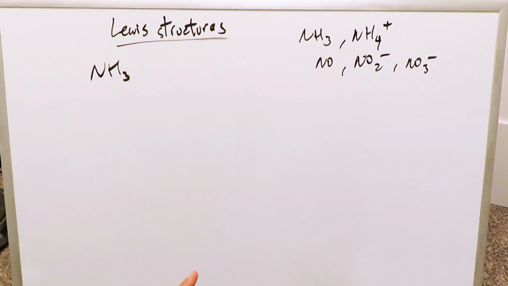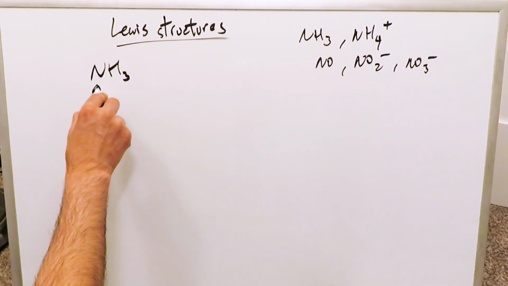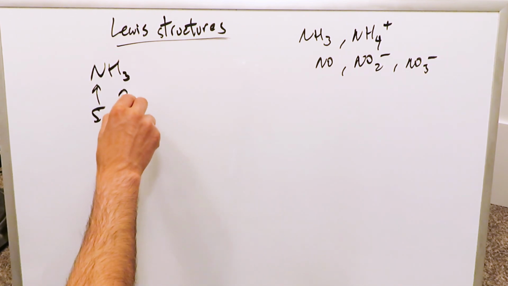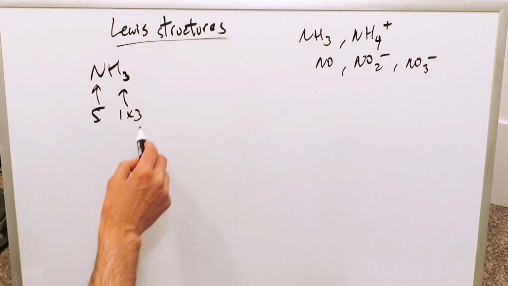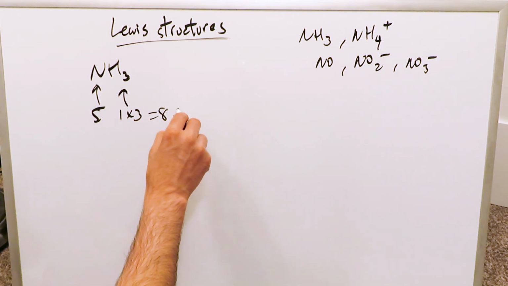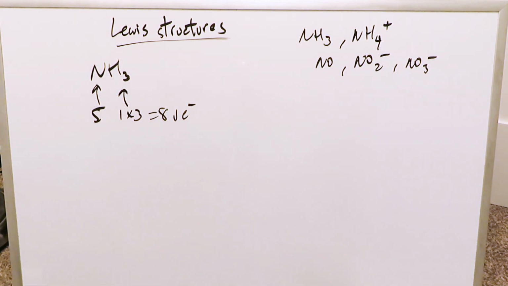We're doing the first compound, NH3, ammonia. Nitrogen always has a valence of 5, hydrogen always has a valence of 1, but there are 3 of them. So you'll have 5 plus 3, you should have 8 valence electrons once you've drawn this out properly.